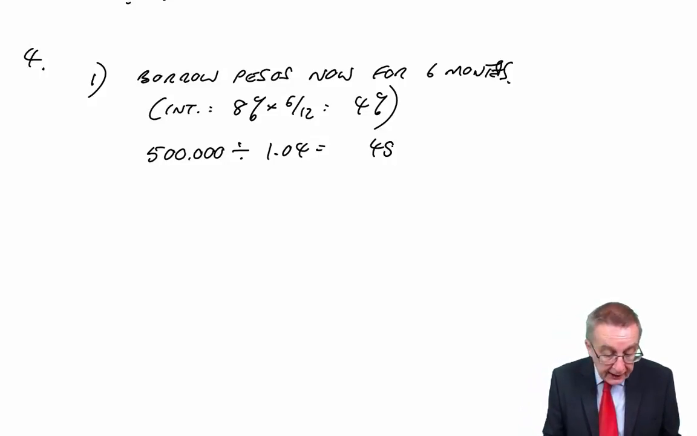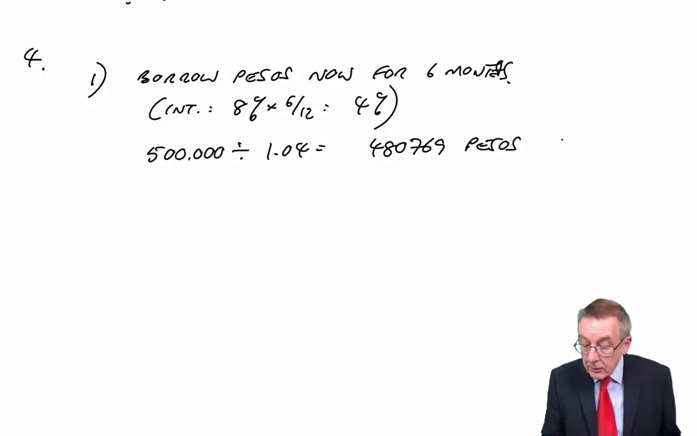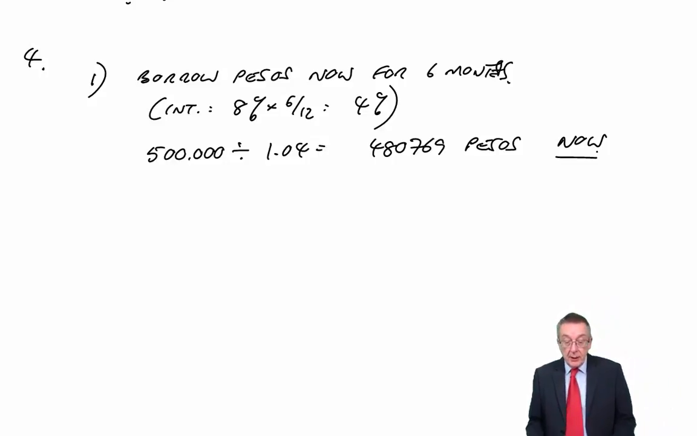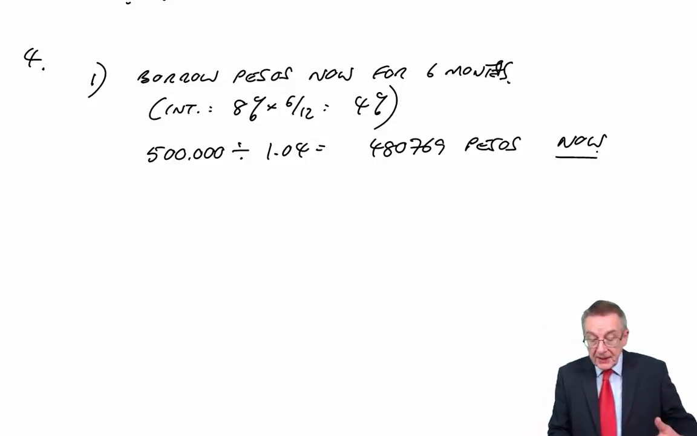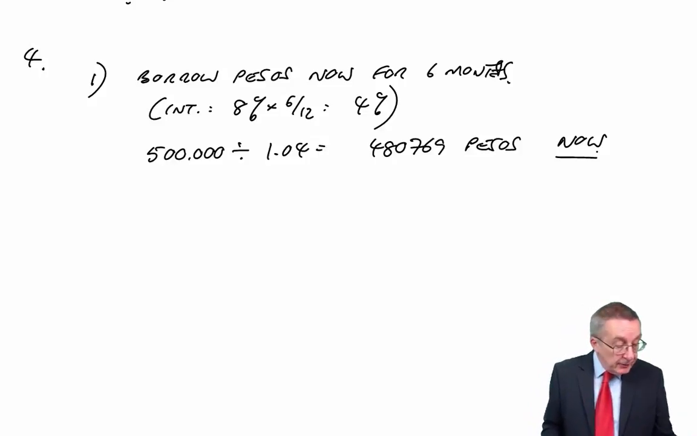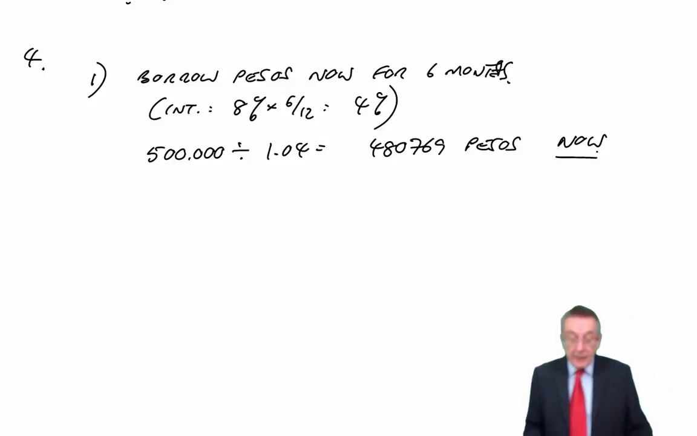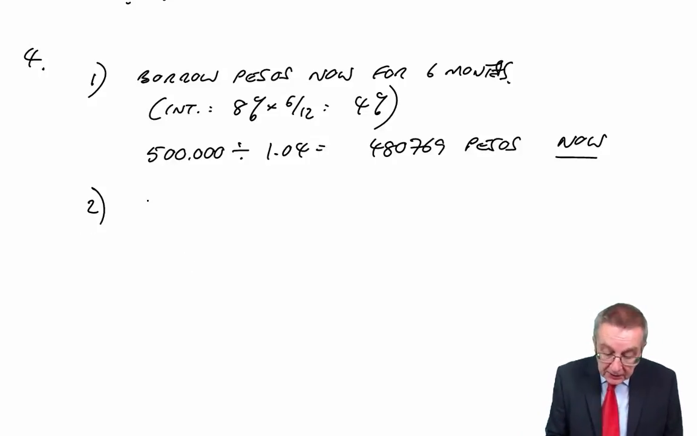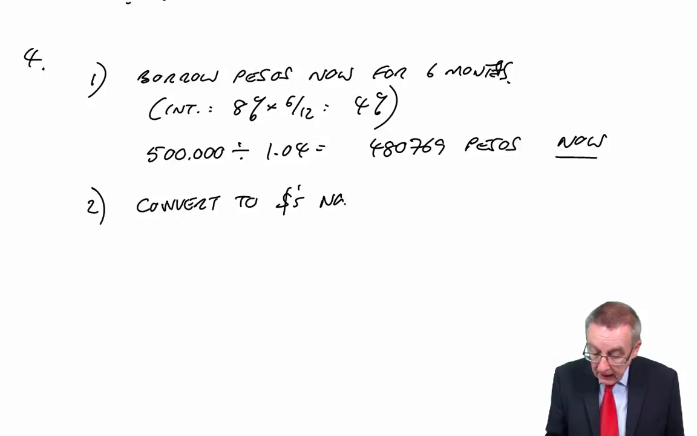Which is 480,769 pesos that we'll borrow now. I said I wasn't going to give a full lecture, but if you borrow 480,000 now, in 6 months' time you'll add on 4%. You'll be owing 500,000. The receipt from the customer would exactly repay the borrowing. The reason we borrow now is we're now able to convert now at spot rate.